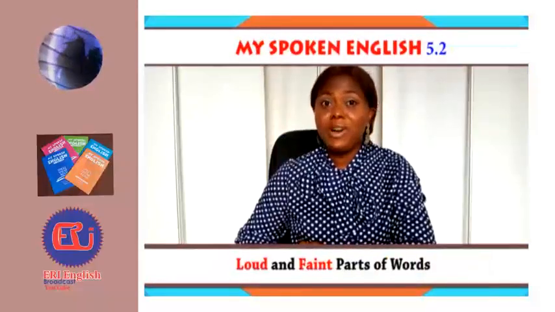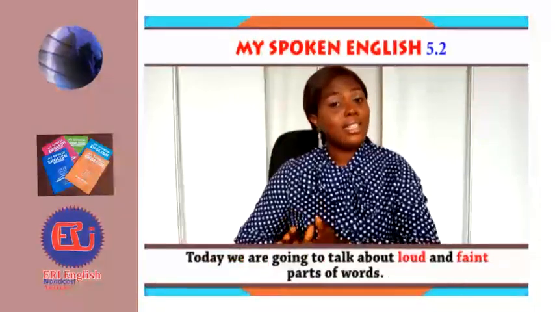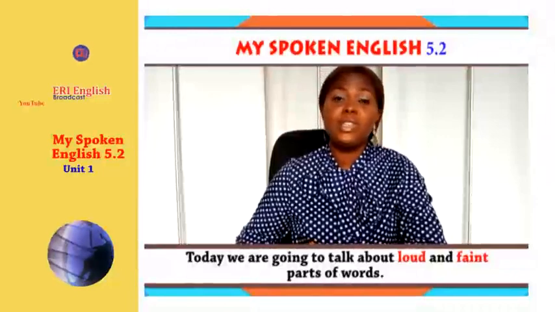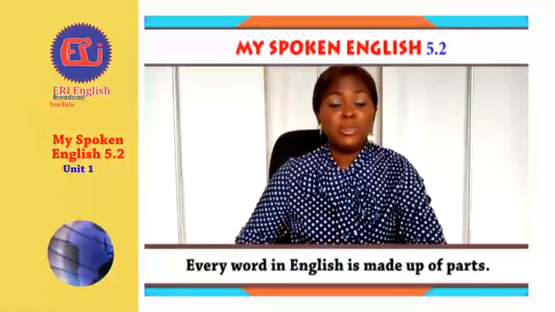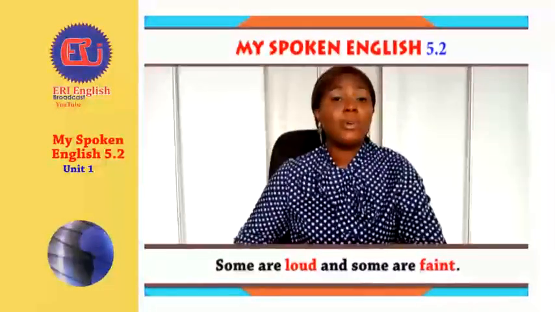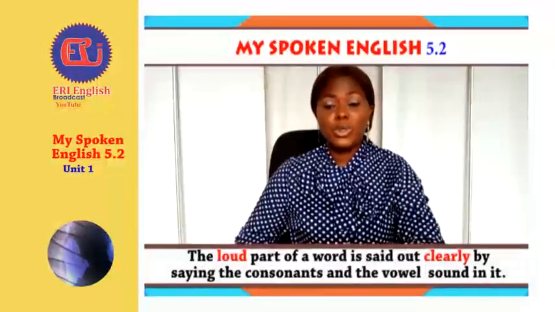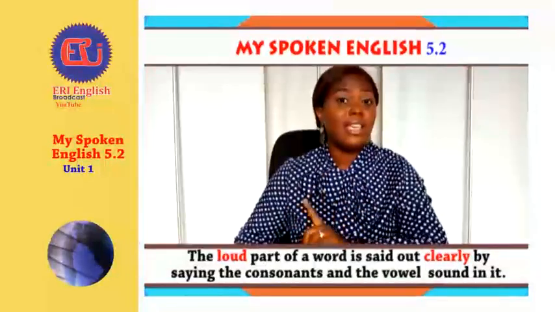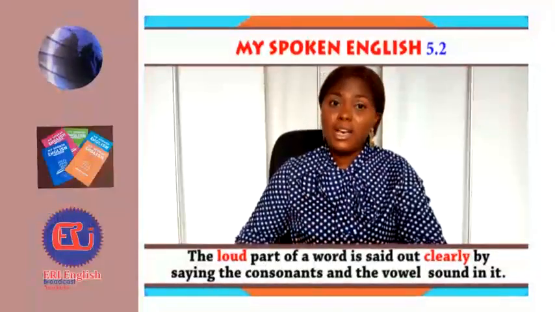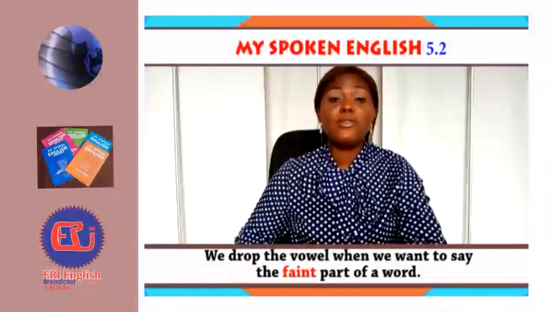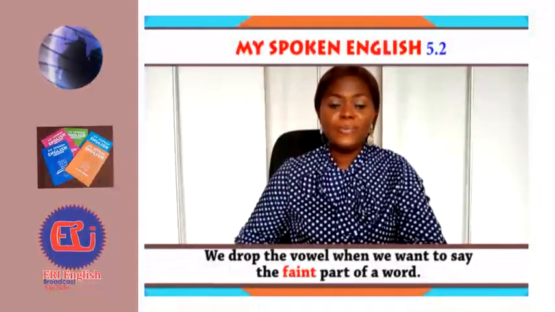Loud and faint parts of words. Today, we're going to talk about loud and faint parts of words. Every word in English is made up of parts. Some are loud and some are faint. The loud part of the word is said out clearly by saying the consonant and the vowel sound in it. We drop the vowel when we want to say the faint part of the word.